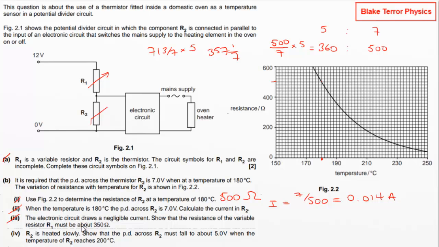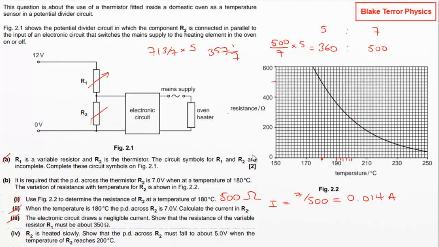Last part then. So R2 is heated slowly. Show that the PD across R2 must fall to about 5 volts when the temperature of R2 reaches 200 degrees C. Right, so at 200 degrees C, we've got 1, 2, 3, 4, 5. So around about here, round about there.